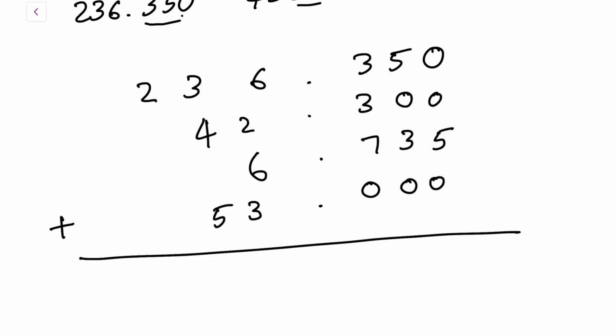Alright, let's start from the extreme right. We have to go from this side to this side. So 0 plus 0 plus 5 plus 0 is 5. 5 plus 3 is 8. And then we do the 10th place, that is 3 plus 3 plus 7 is 10, 13.